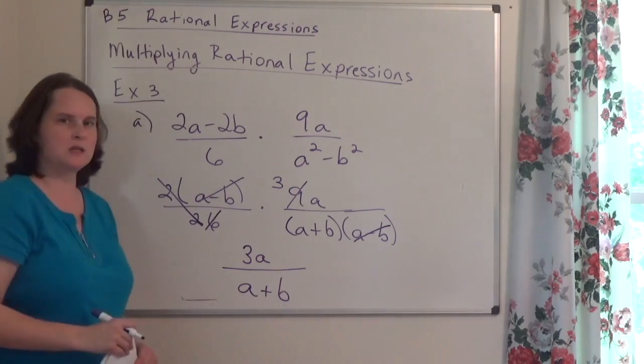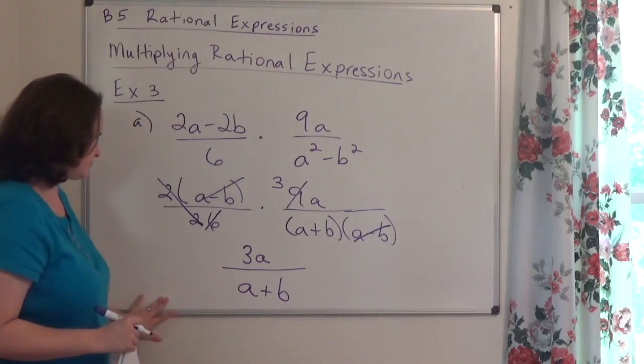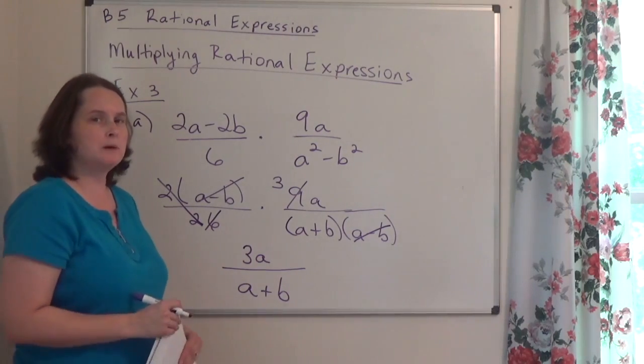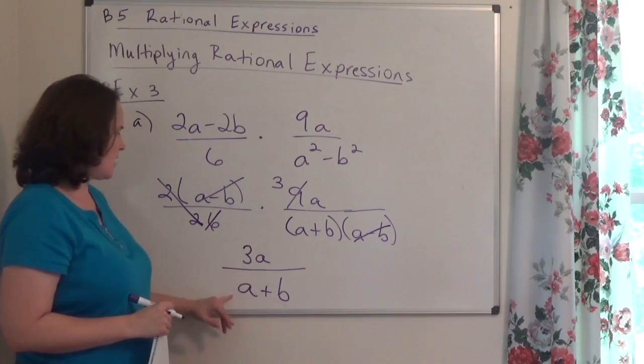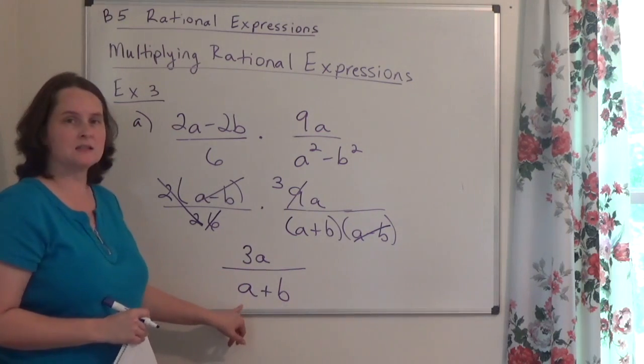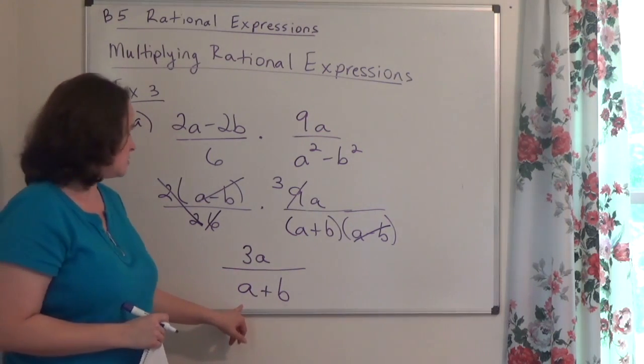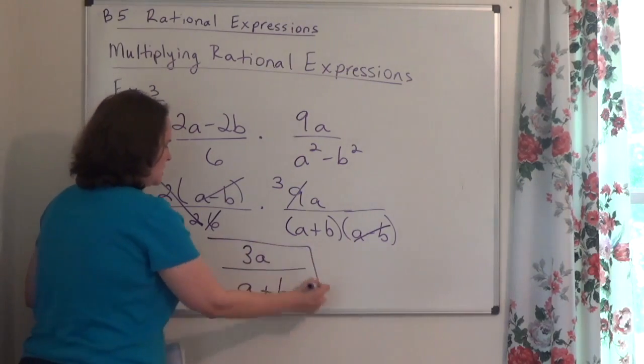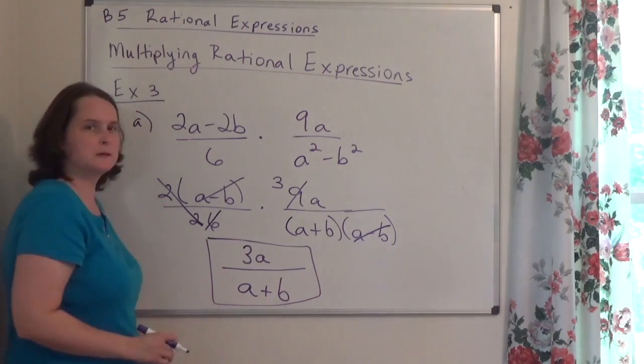Do you think I could do anything else to this? Sometimes people want to cross out the a's, but remember we cannot cross these a's out because this a is a term, it's not a factor. You can only reduce the factors. So we're going to have to leave it just like it is. 3a over (a plus b) is our answer.